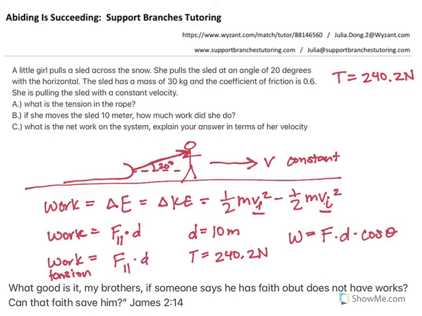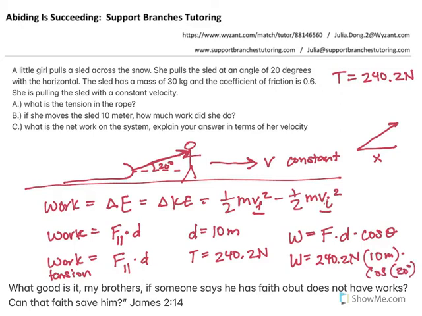And so if you remember right, when we did our triangle, we said that the side that was adjacent here, the X, we used cosine for that. And so that's where that's coming from. So we can just put in our numbers here. We have 240.2 newtons times 10 meters times the cosine of 20 degrees.